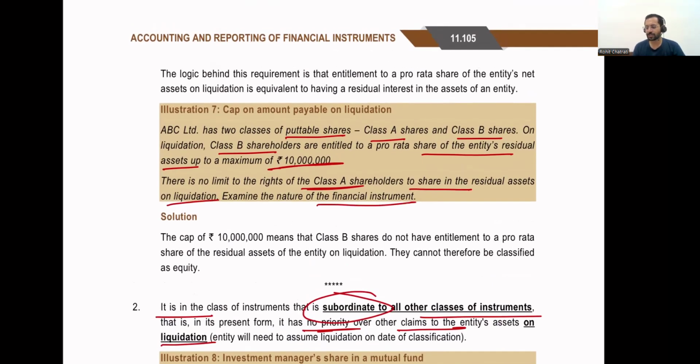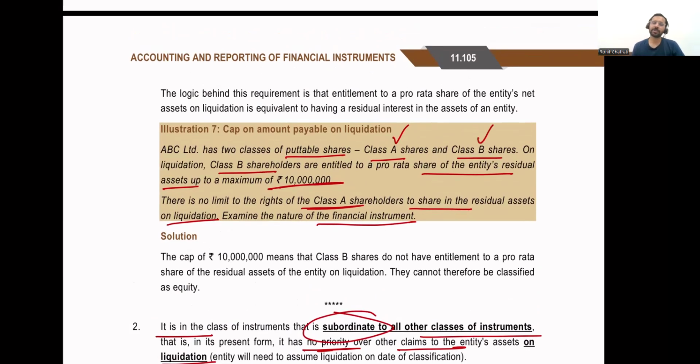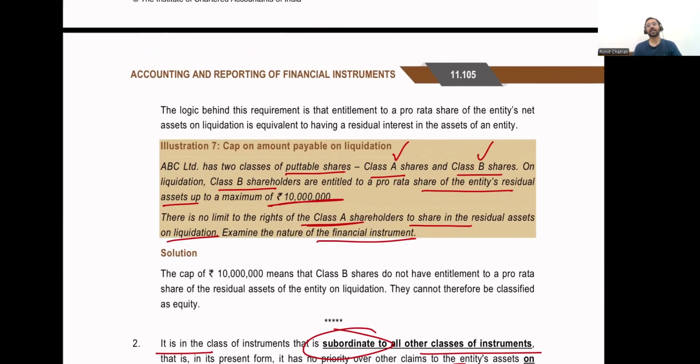Examine the nature of the financial instrument. We have to examine whether Class A and Class B are financial liabilities or whether they are equity. This is focusing on condition number 1. What does condition 1 say? The class of shares or the puttable ordinary shares should be entitled to a pro rata share in the entity's net assets. Both the classes over here are entitled to a pro rata share in the entity's net assets. But if you look at it, Class B actually has a cap.